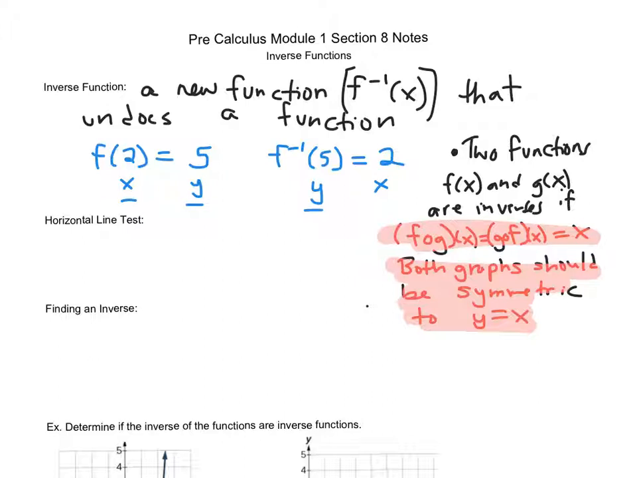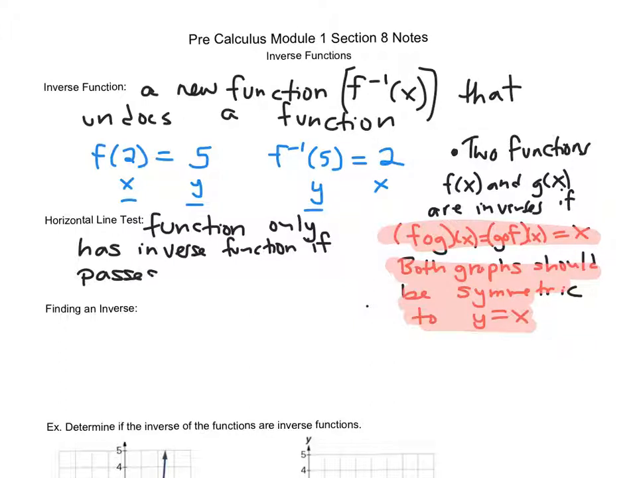Now, another quick thing sometimes we use is what's called the horizontal line test. Now, the horizontal line test, remember, is kind of like the vertical line test. It's only going horizontal. And we say a function only has an inverse function if it passes the horizontal line test. So we had this vertical line test to see if it was a function, and the horizontal line test will be to see if it has an inverse function. So that's kind of some theory on inverses.